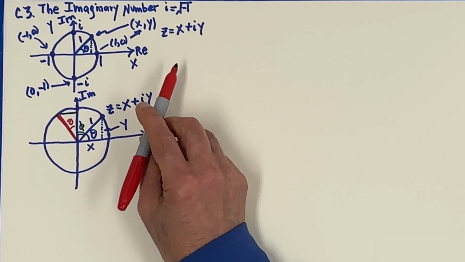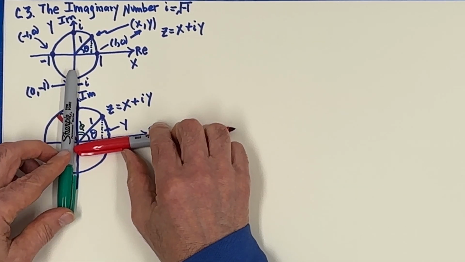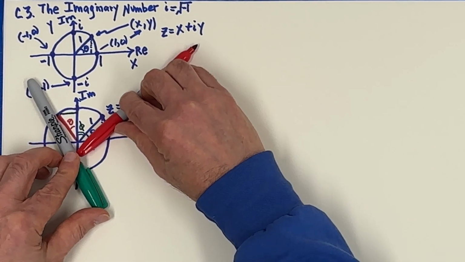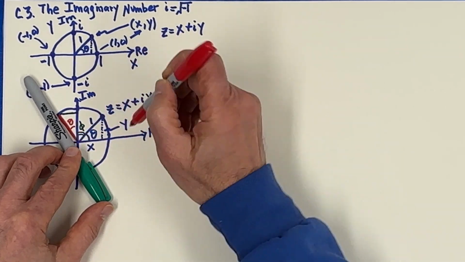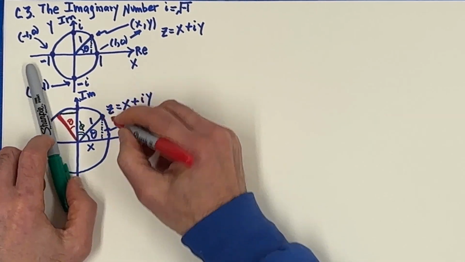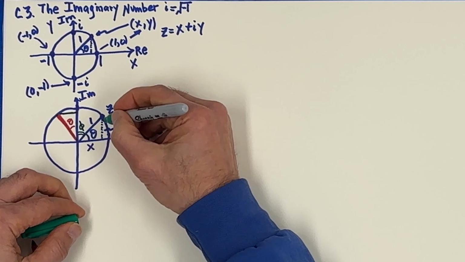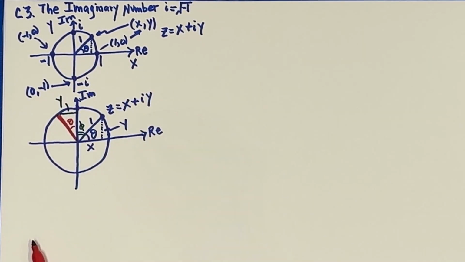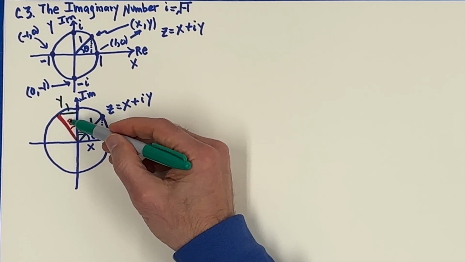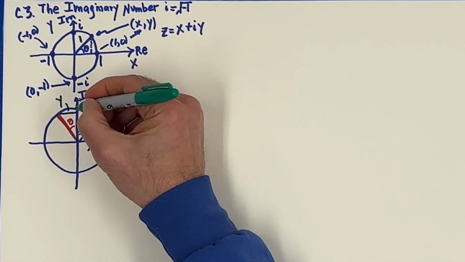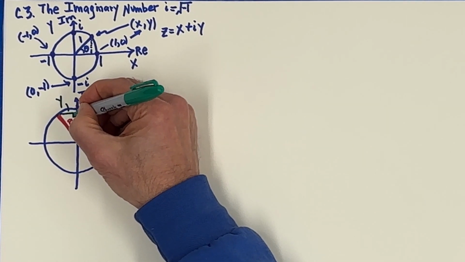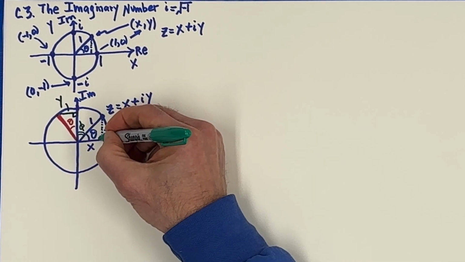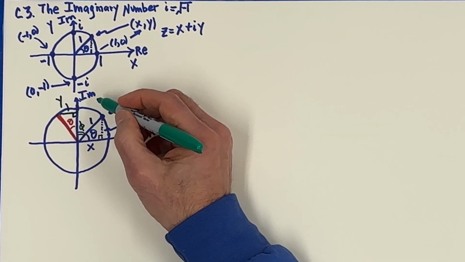Not quite drawn to scale, but if we rotate this up like this, then this distance here, which is y, is this distance here. This would be y also. So these two triangles are similar. Here's the 90-degree angle, and there's the theta. And here's a 90-degree angle, and there's a theta.